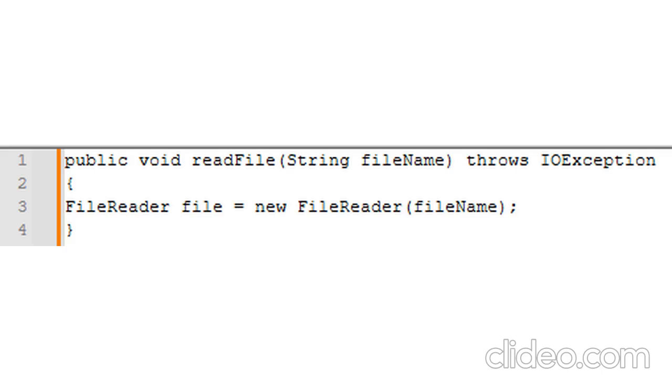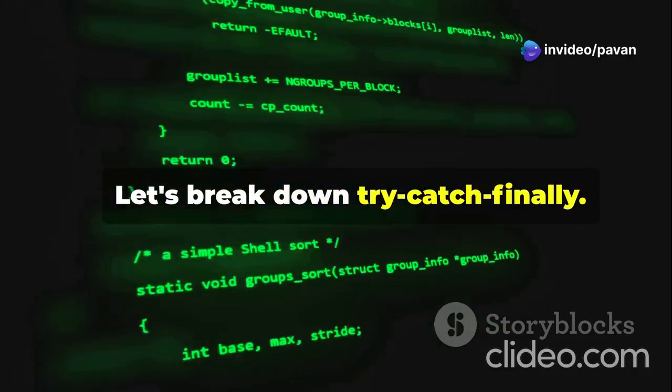For example, public void readFile(String fileName) throws IOException, FileReader file = new FileReader(fileName). Let's break down try-catch-finally.